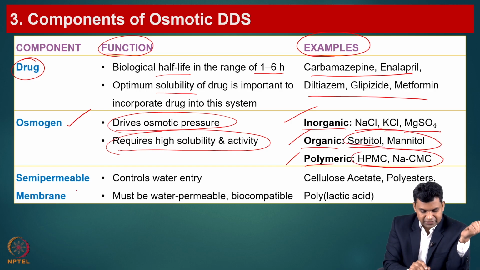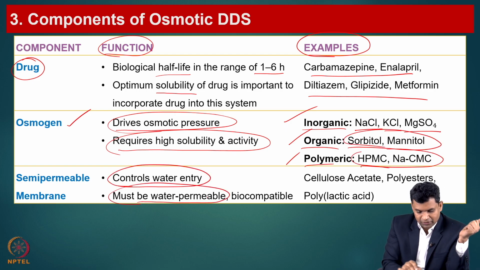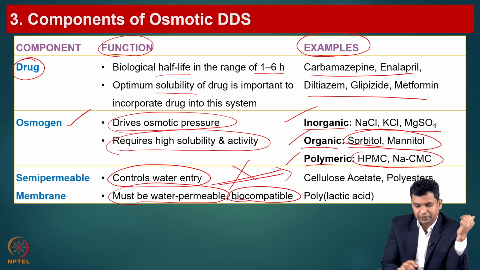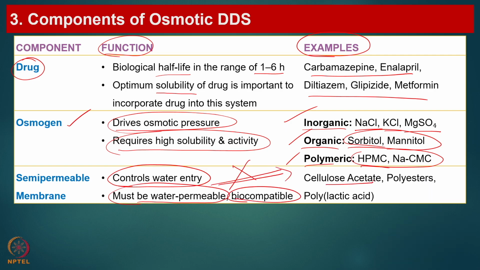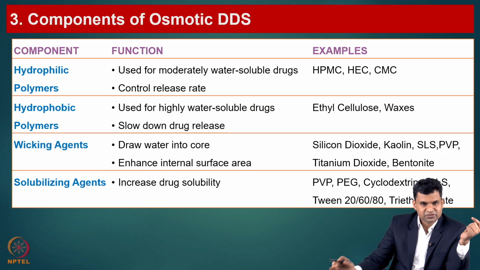Semi permeable membranes control the water entry. They must be water permeable and biocompatible, and should not release any drug molecule through the membrane. Examples are cellulose acetate, polyester, and polylactic acid, which can work as a semi permeable membrane in osmotic drug delivery systems. So these are a few of the components.